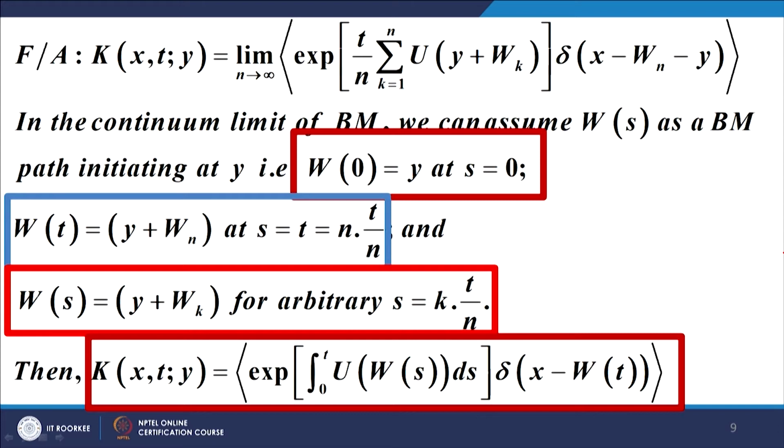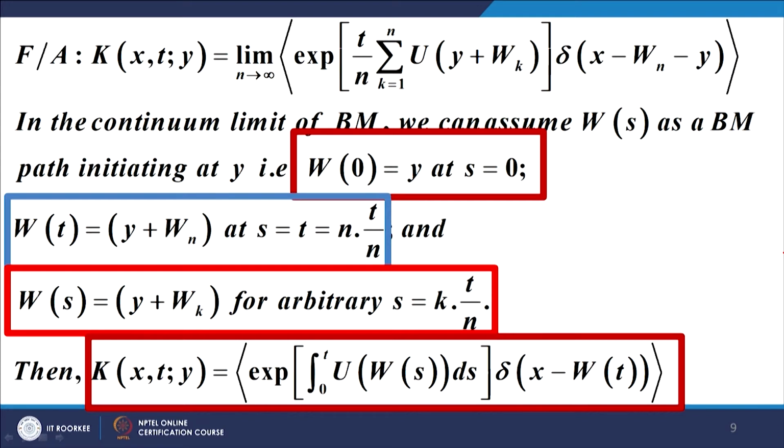Making these substitutions, I can write the summation as an integral. Now, assuming that this W that we have defined is continuous Brownian motion, I can replace the summation by the integral of u of W_s integrated within the limit 0 to t. So, this gives, and the rest is quite simple.